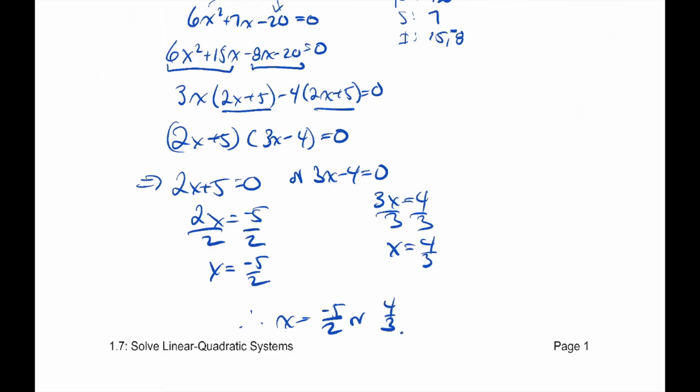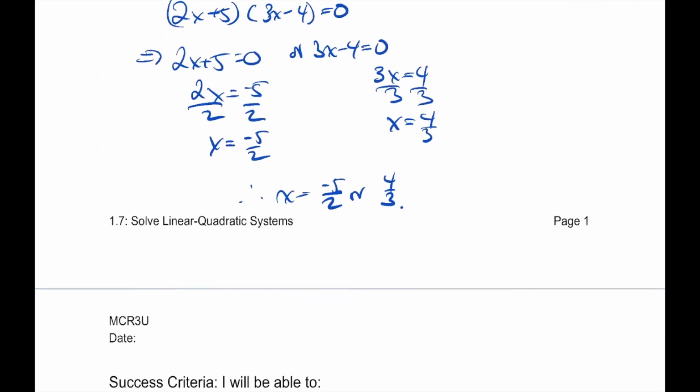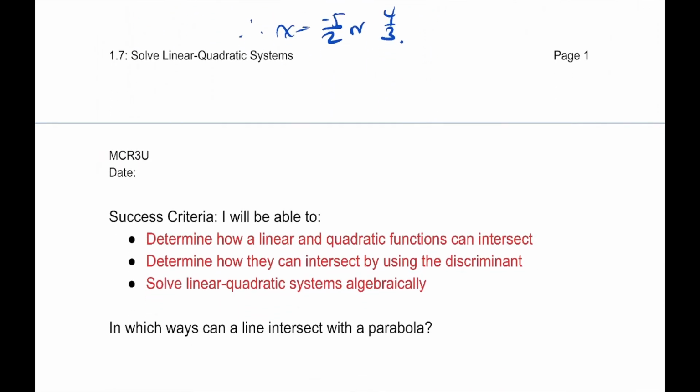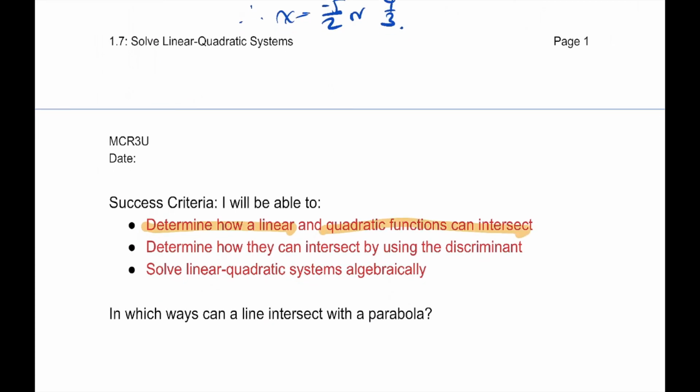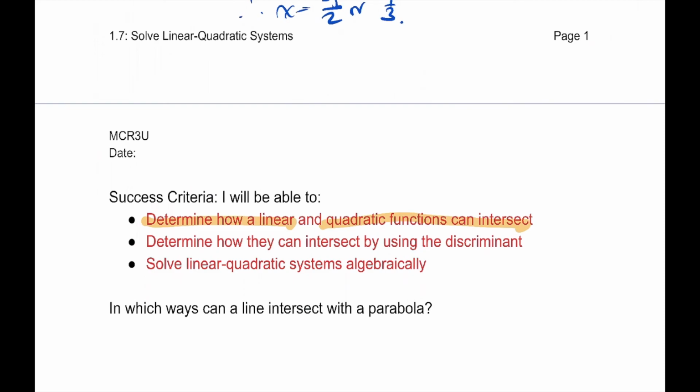Okay, so that's a quick review on solving a quadratic equation, because we are going to have to do that in order to solve a linear quadratic system. So the success criteria for this section is we're going to explore and determine how a linear and a quadratic functions can intersect. We're going to discover that they could be done in 3 ways.